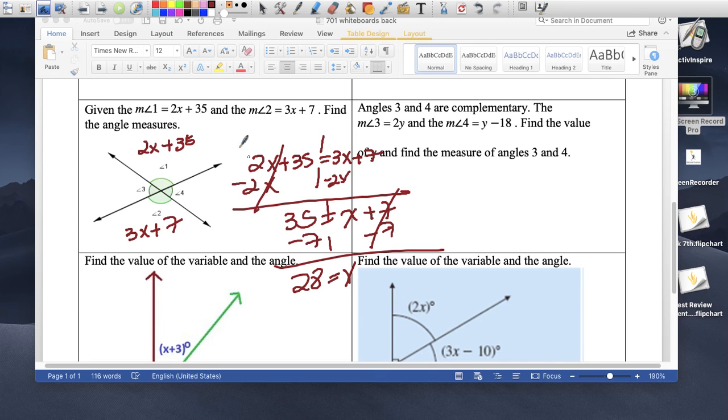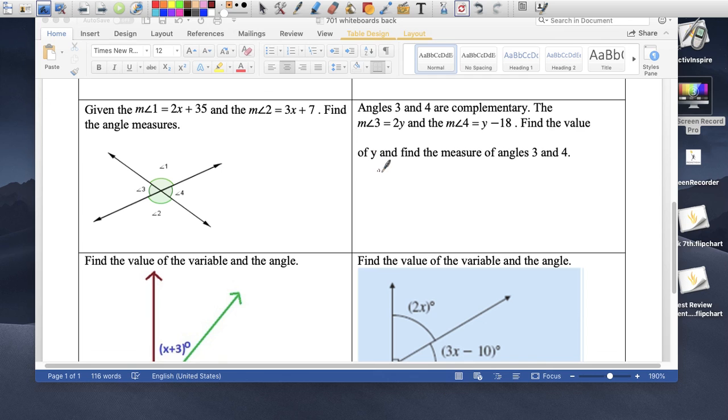This one is nice and easy, so go back here. So it's 2 times 28 plus 35. 2 times 28 is 56, and 56 plus 35 equals 91. So this is 91 degrees, which means this one at the bottom is also 91 degrees.